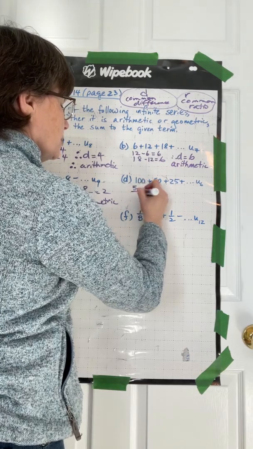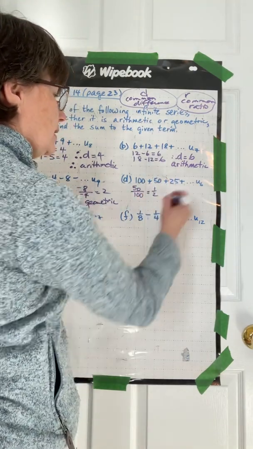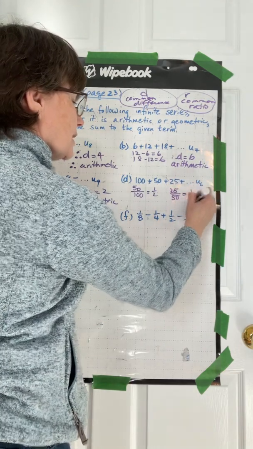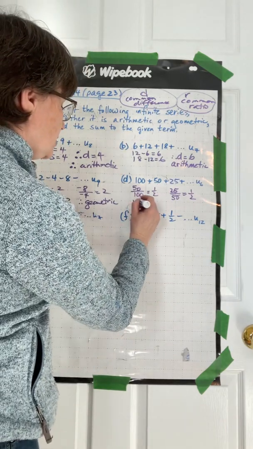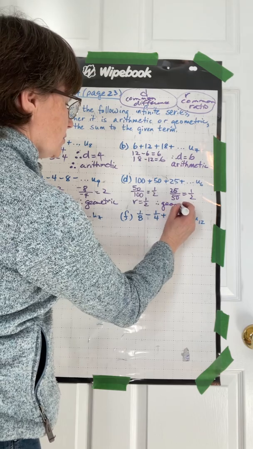50, divide it by the number in front of it, which is 100, which is 1/2. 25, divide it by the number in front of it, which is 50, is 1/2. Yes, there is a common ratio. It is 1/2, and therefore it is geometric.